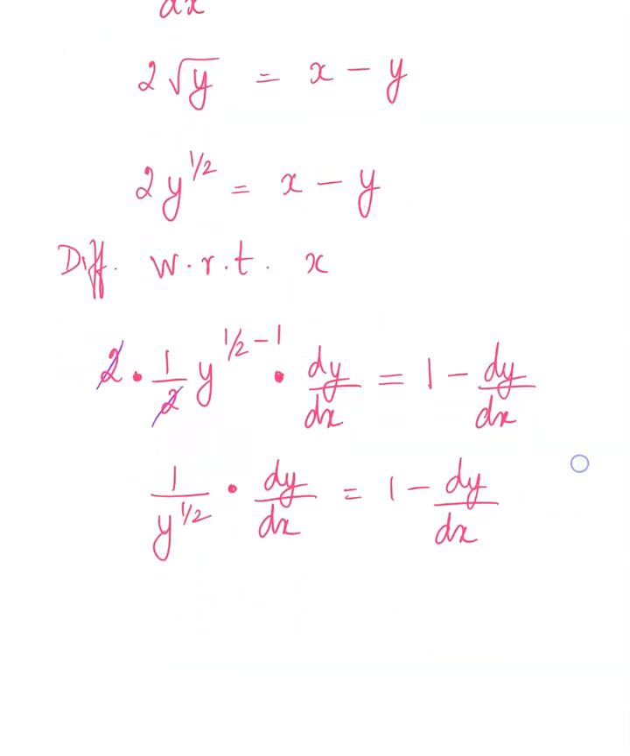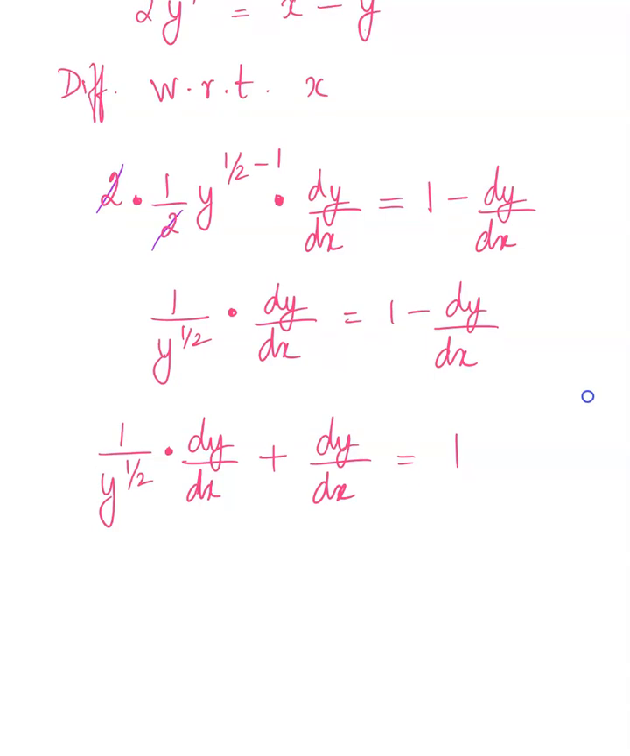So the terms that contain dy over dx are being collected now. I'm collecting them all on the left side, so it becomes 1 over y power half dy over dx plus dy over dx. So I add dy over dx on both sides. That leaves us with just the 1 on the right-hand side. Factor out the dy over dx: 1 over y power half plus 1 equals 1.